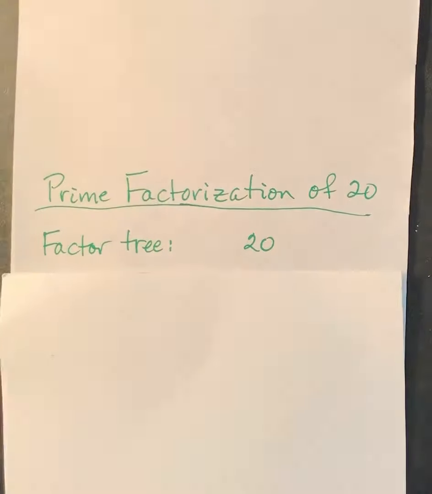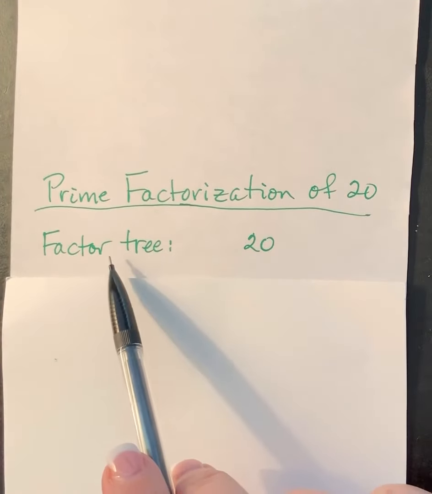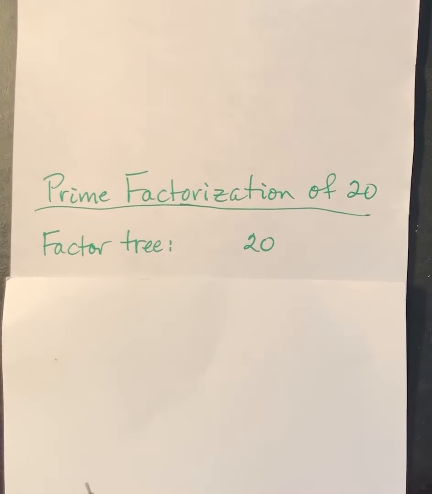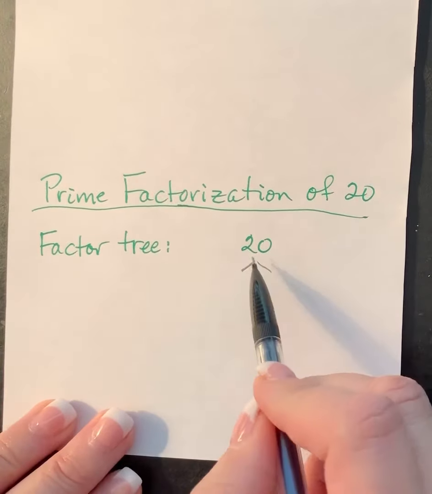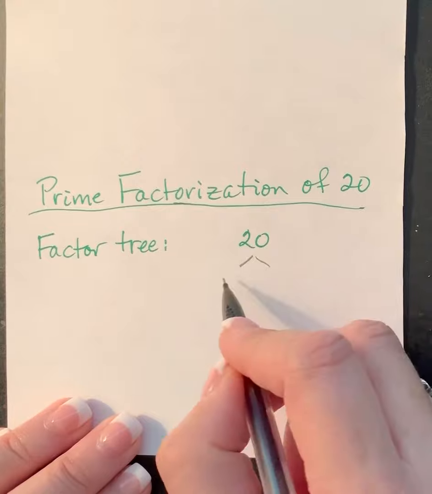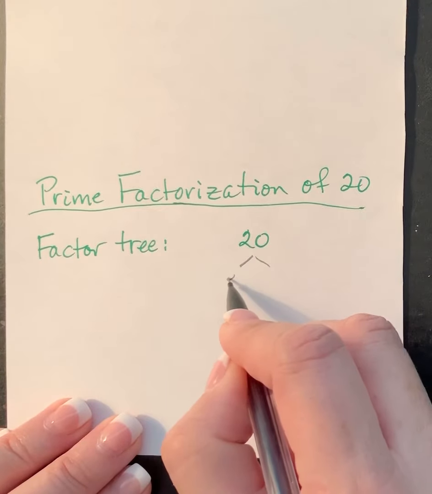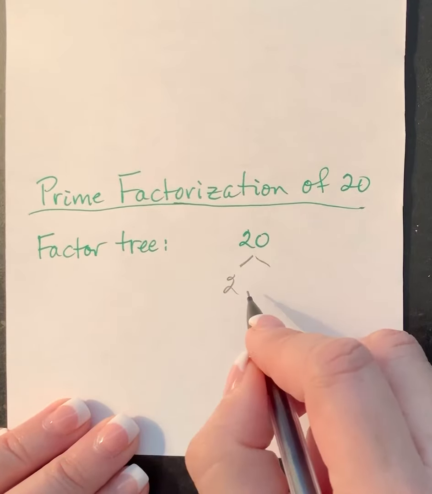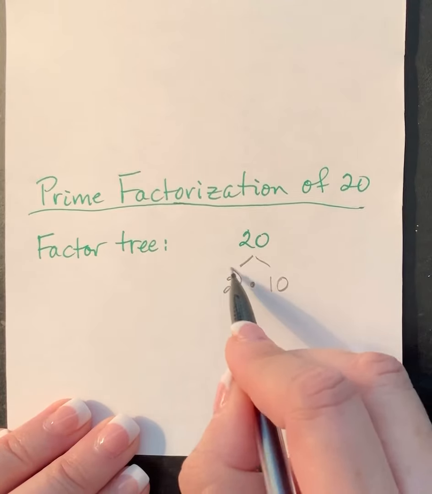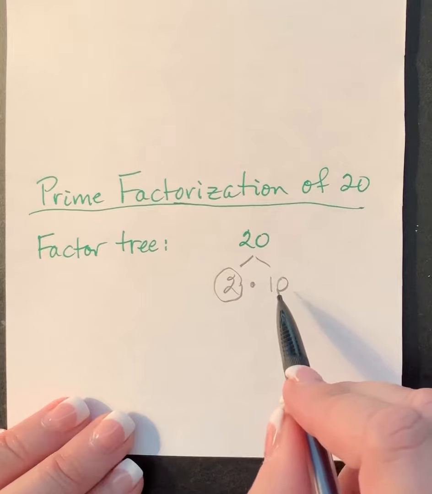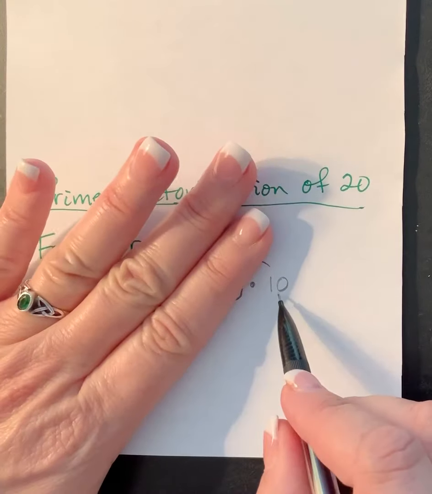to find the prime factorization of the number 20, you do a factor tree for 20. So let's break it apart. So 20, one prime that divides into 20 is 2, and it goes in 10 times. 2 times 10, that equals 20. Now 2 is a prime, so that's good. 10 is not. So now I'm going to take 10 and break it up.